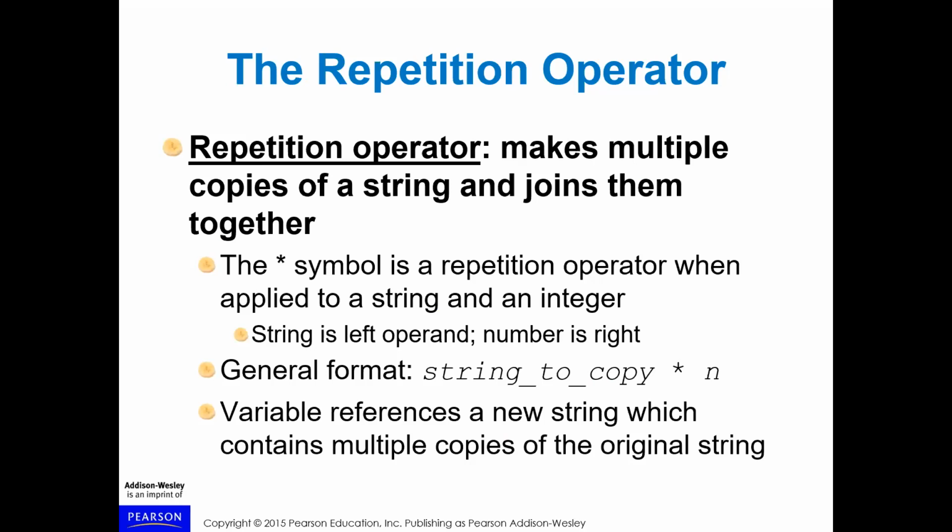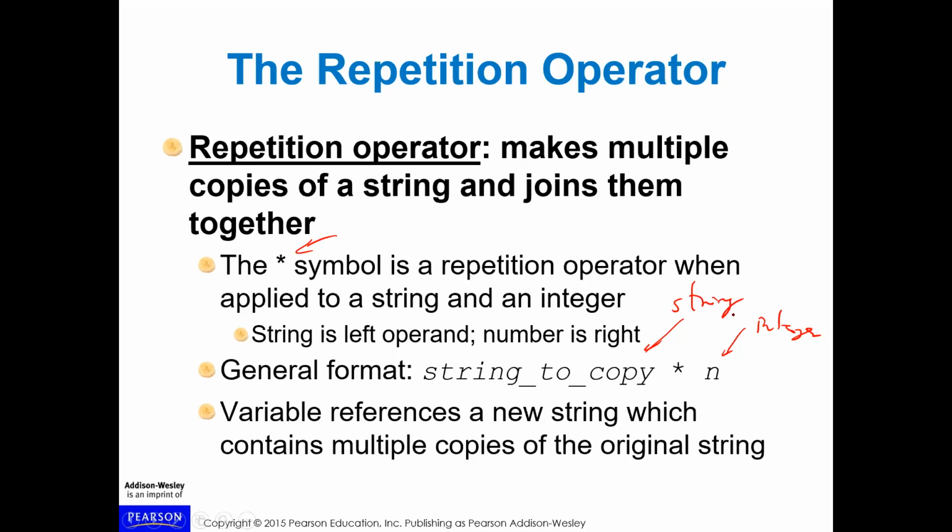Now the repetition operator, so this is a bit of an odd thing. It's something people don't usually use, but the repetition operator makes multiple copies of a string and joins them together. You use the asterisk symbol, like the multiplication symbol. So it's a repetition operator when applied to a string and an integer, right? Notice that the combination has to be an integer and a string. And instead of multiplying, it's going to repeat the string.